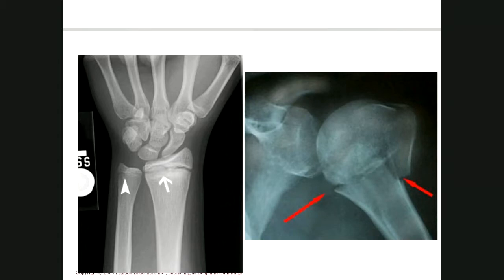So that's what this looks like. You can see the growth plate here, and that's where the fracture occurred. There's what it's supposed to look like over here.